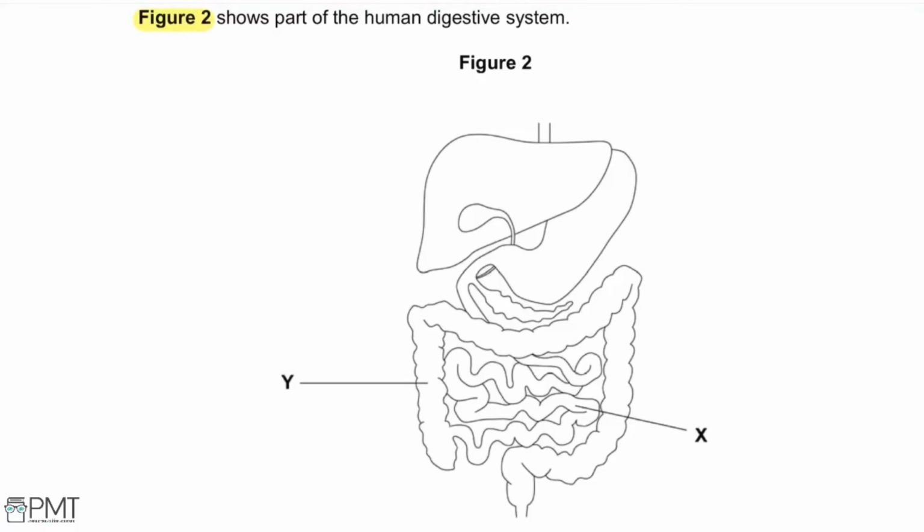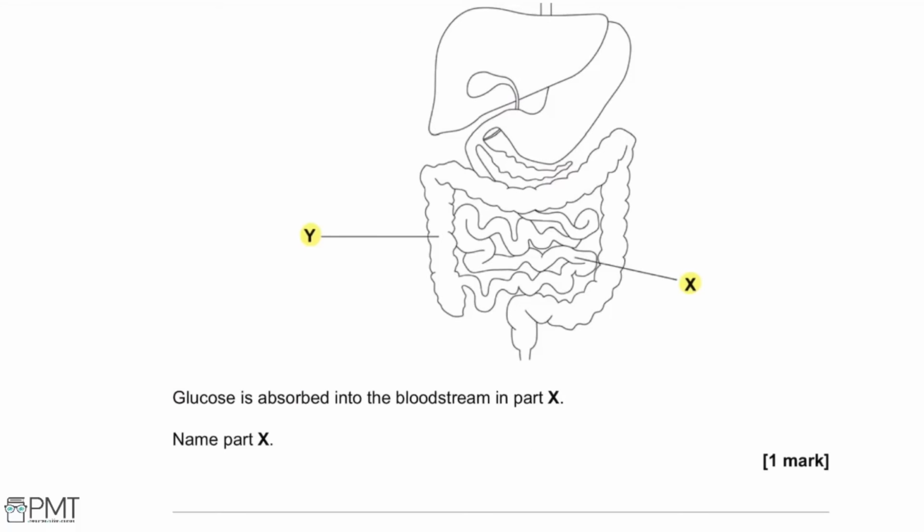Figure 2 shows part of the human digestive system. So here's figure 2, it's a diagram with human organs on it, and we've got label Y and label X. Glucose is absorbed into the bloodstream in part X. Name part X. So let's have a look at this diagram as a whole.